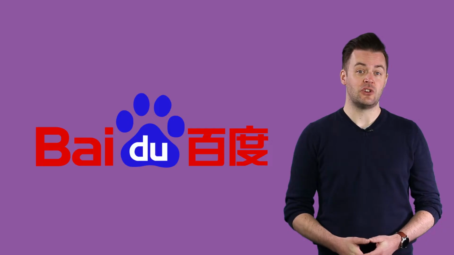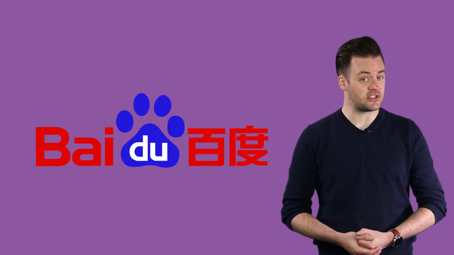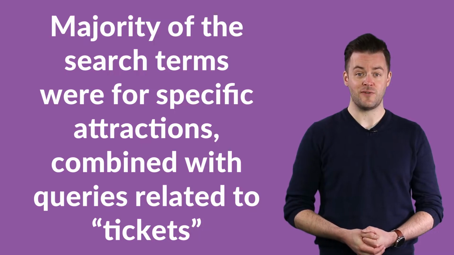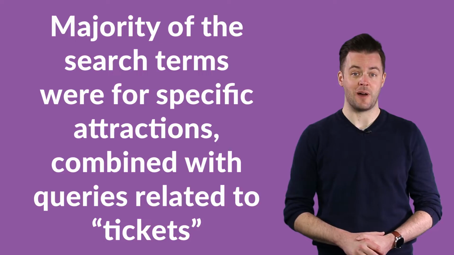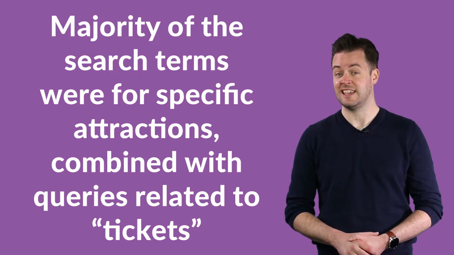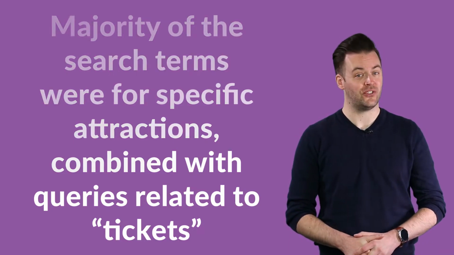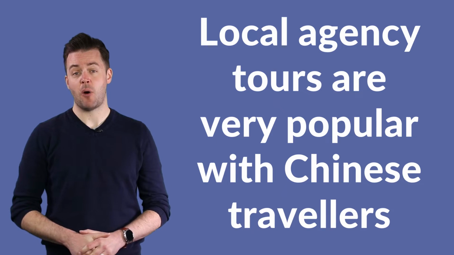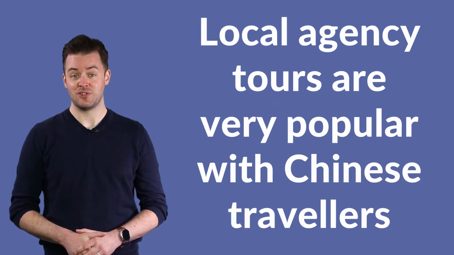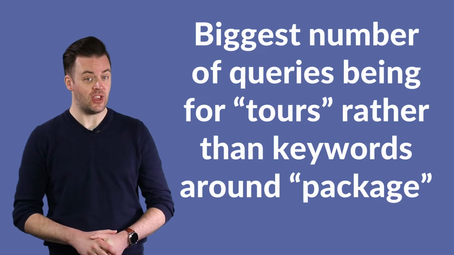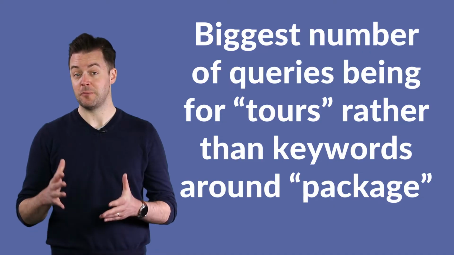Now let's look at the results for China. We used the Chinese search engine Baidu to conduct the keyword research for this country. We found that the majority of search terms were for specific attractions, combined with queries related to tickets for places to see in China or general tourist tickets for sale. Local agency tours are very popular with Chinese travelers, which was shown in our research, with the biggest number of queries being for tours rather than keywords around package.